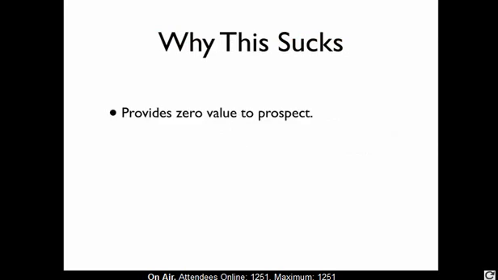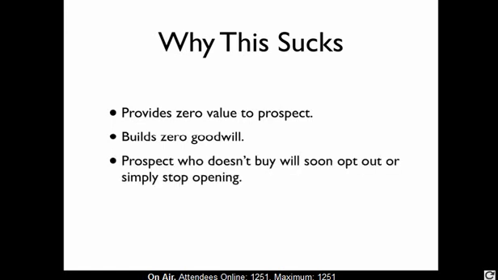First of all, it provides zero value to the prospect, right? Now, if you remember our fundamental irrefutable truth, which is the amount of money that we generate is in direct proportion to the amount of value we provide, what does this ultimately mean? It means less money, right? It also builds zero goodwill. Remember, fundamental truth number 2, our income is in direct proportion to the amount of goodwill we have. If it doesn't build goodwill, what does it mean? Less money.